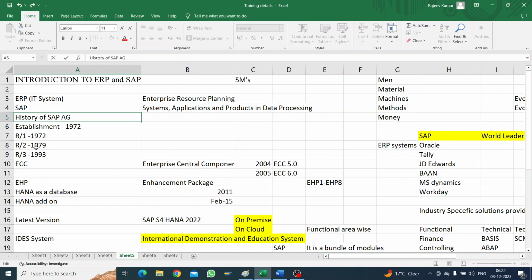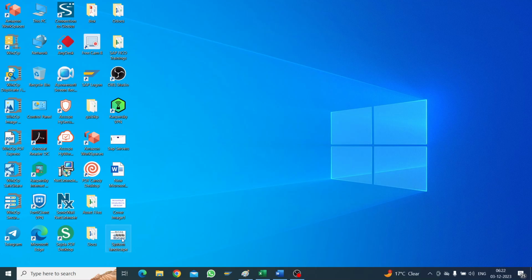The next version was launched in the year 1979. I think there is a mistake I have typed here. Let me just correct it. It was a two-tier architecture, and in the year 1993 they launched for the very first time the real-time three-tier architecture. Let me show you how the real-time three-tier architecture was looking. It was looking something like this. Let me just show you.